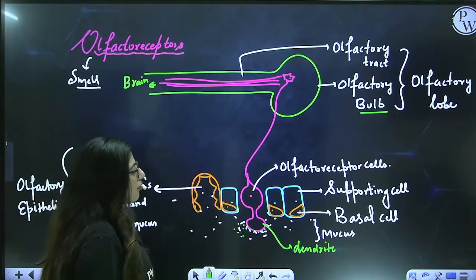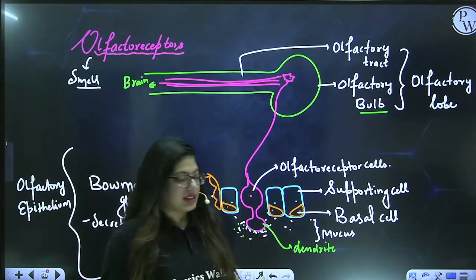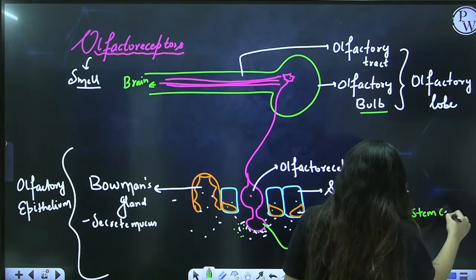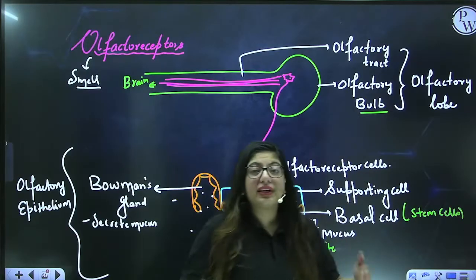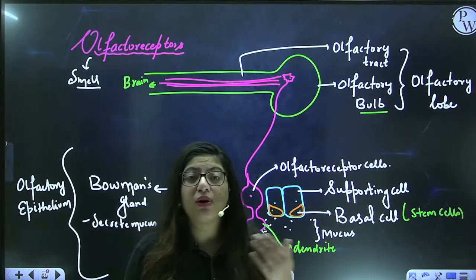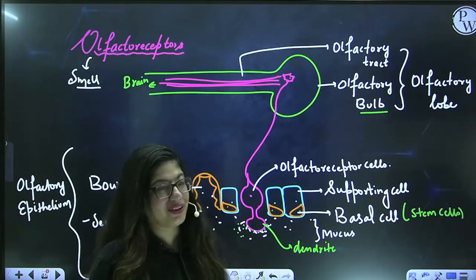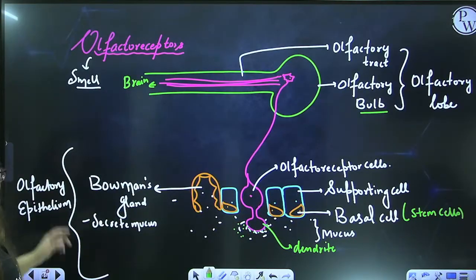Fine. Apart from that, supporting and basal cells are present. Basal cells are kind of stem cells. These are the kind of stem cells that will keep on multiplying and form new olfactoreceptor cells. Okay, all right, so that's about your olfactoreceptor.